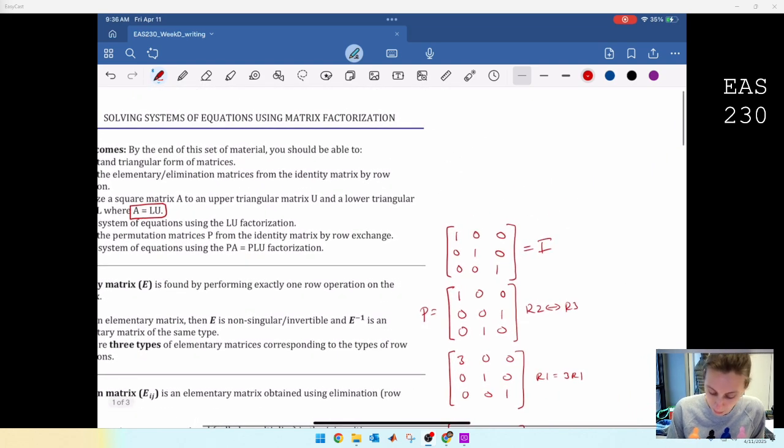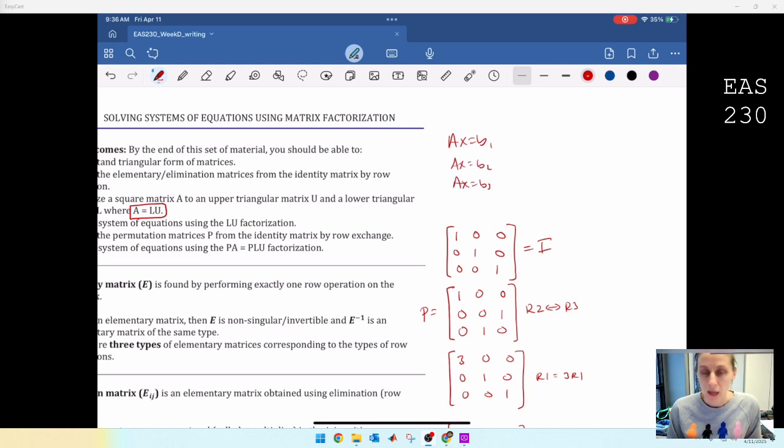So for example, if we have AX equals B1, AX equals B2, AX equals B3, if we factorize A, all this doesn't change, and it's the same factorization. Factorization is faster than finding the inverse of A, just as a general note. So we can easily solve our system of equations by changing our B matrix, or if our B vector changes.